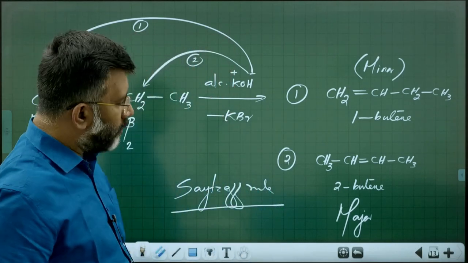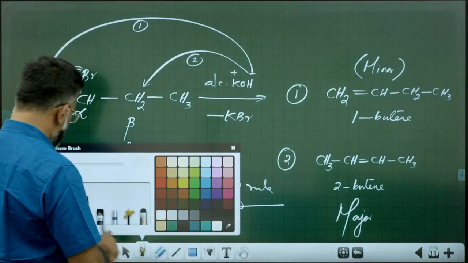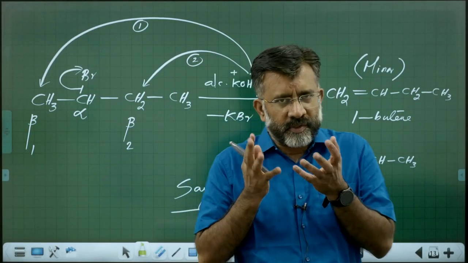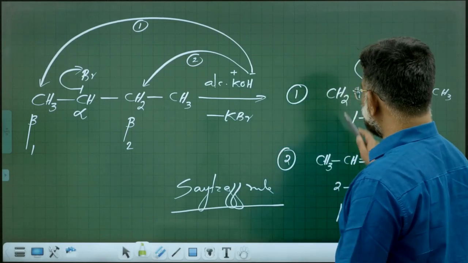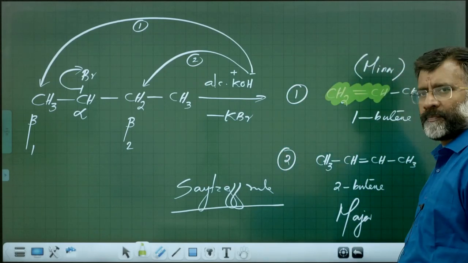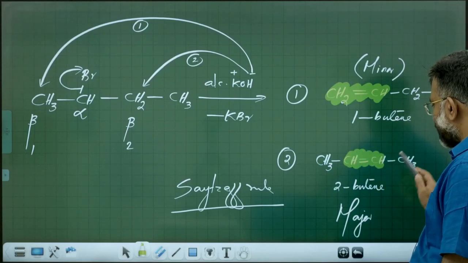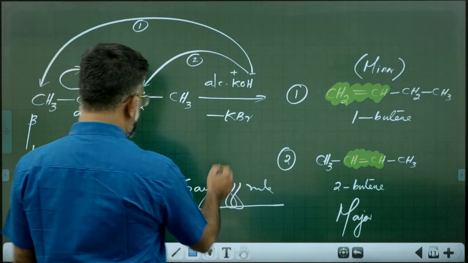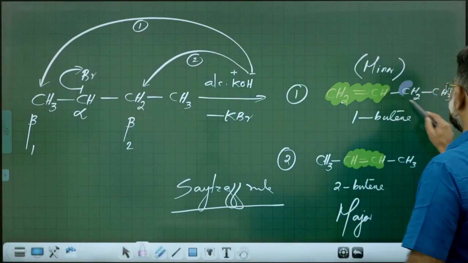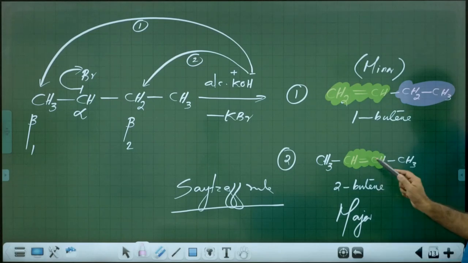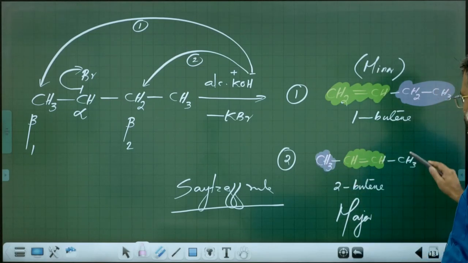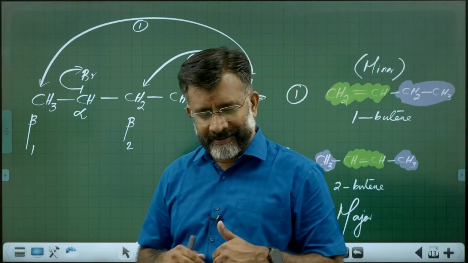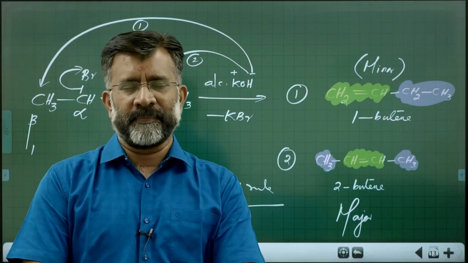What is meant by most substituted alkene? Many of you know, but some of you may be having a doubt. What is meant by this most substituted alkene? You look at this. This is an alkene. Here, this is an alkene. What is meant by most substituted? Which is most substituted among the two? This one has a substituent ethyl group, while this one has substituent methyl groups on both carbons. The second alkene is the most substituted. There are two substituents.